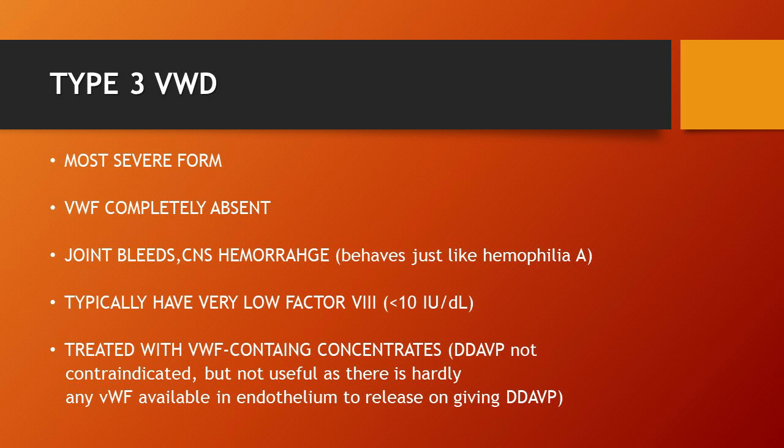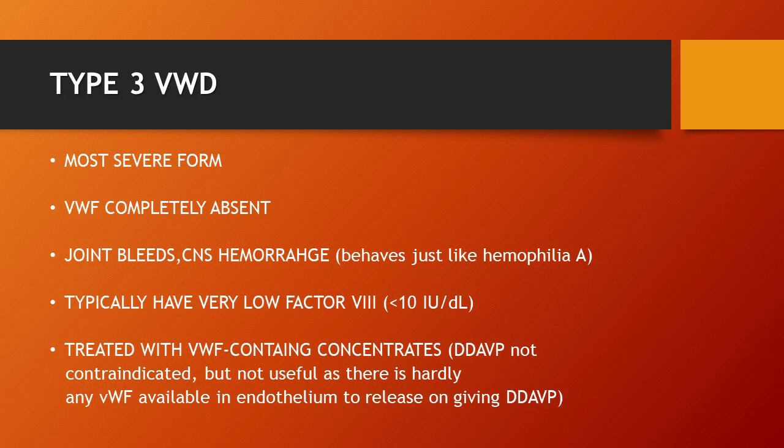In type 1 we said von Willebrand factor is decreased, so there is some coagulation happening. And if you give DDAVP, from the endothelium some of the von Willebrand factor will be expressed. So the decreased number of von Willebrand factor will be taken care of. Type 3 is autosomal recessive. There is practically no von Willebrand factor, so naturally factor 8 is drastically reduced. So it behaves like hemophilia A.